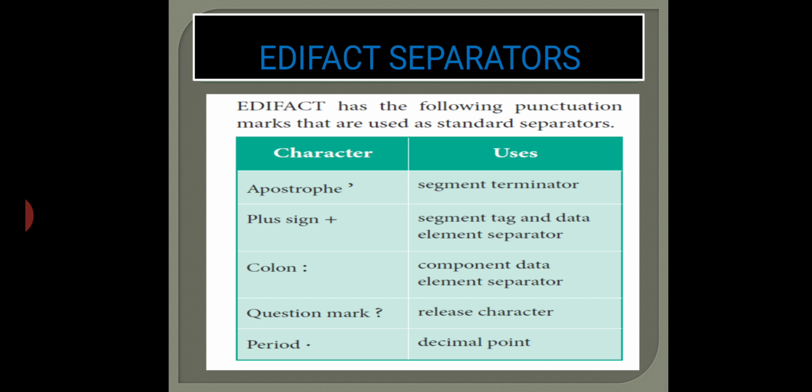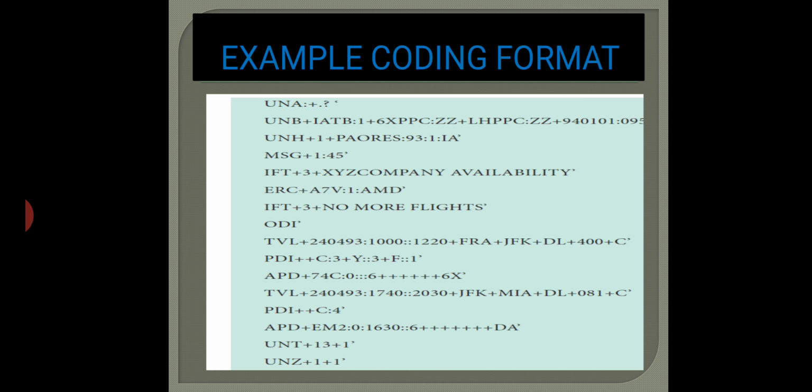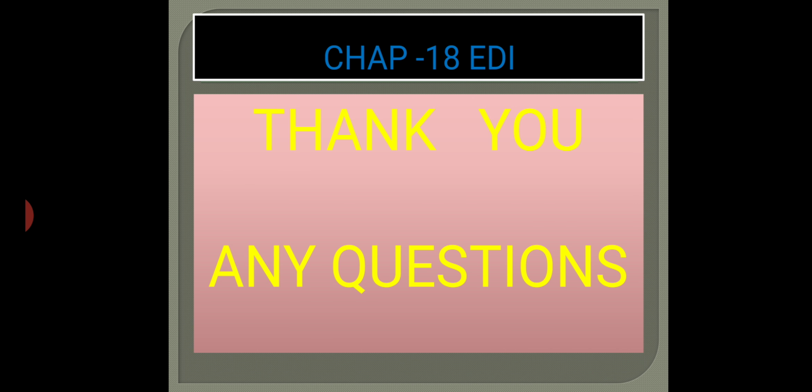These are the EDIFACT separators we are using here, some punctuation marks. The apostrophe is the segment terminator. The plus sign is used as the segment tag and data element separator. The colon is the component data element separator. The question mark is the release character, and the period, that means dot, refers to the decimal point. So this is an example of the coding format of EDIFACT.